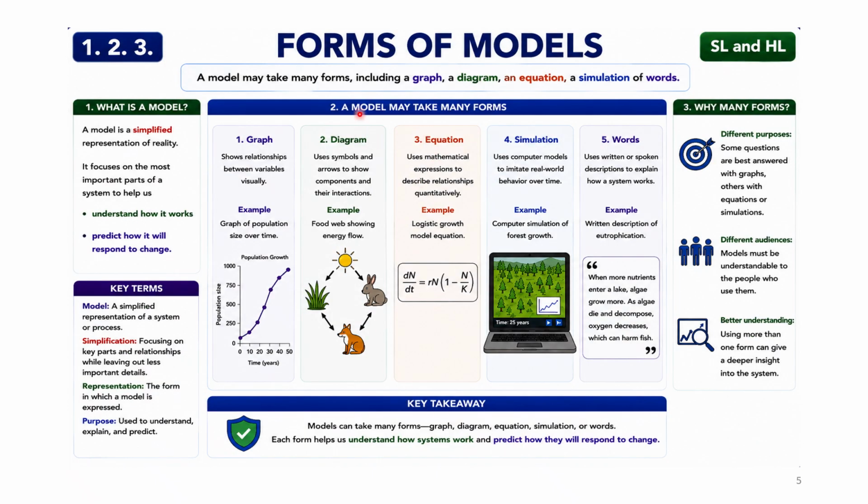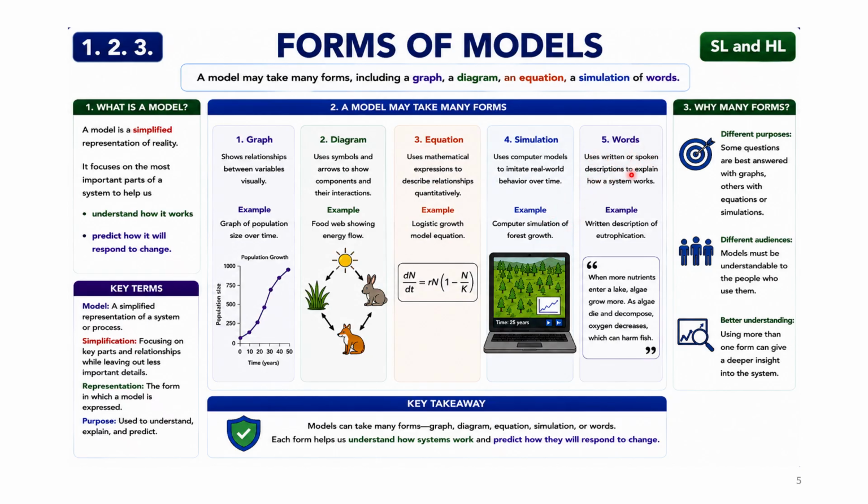Forms of models. Models can be presented in several forms. A graph shows relationships between variables, such as population growth over time. A diagram illustrates components and interactions, for example a food web showing energy transfer between organisms. An equation describes relationships mathematically, such as the logistic growth model used to predict population size. A simulation uses computer software to imitate real-world processes, such as forecasting forest growth or climate change.